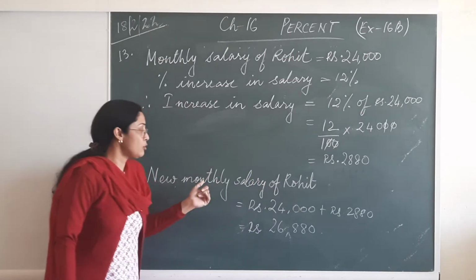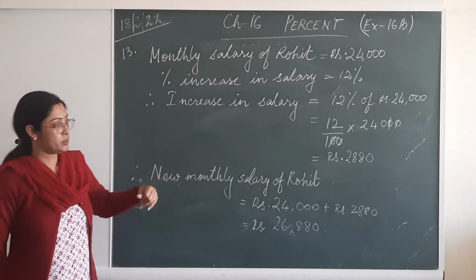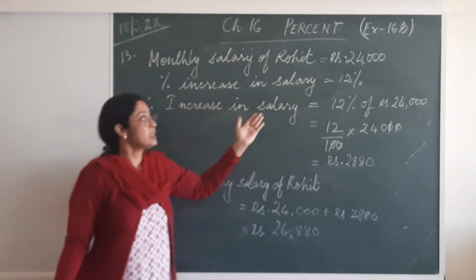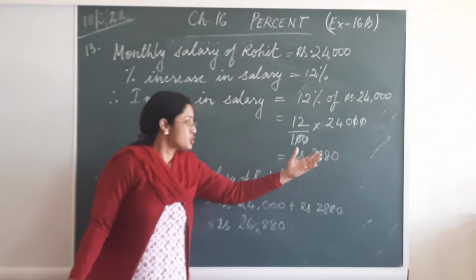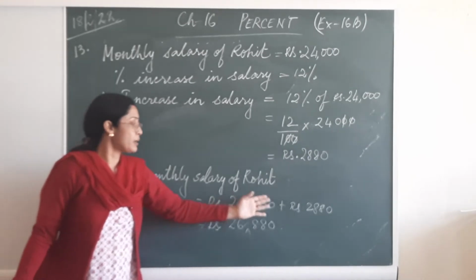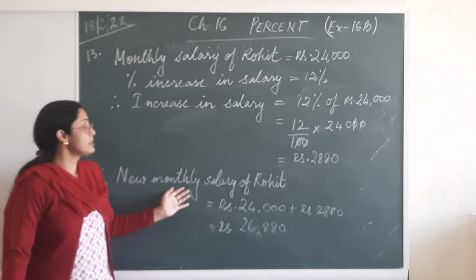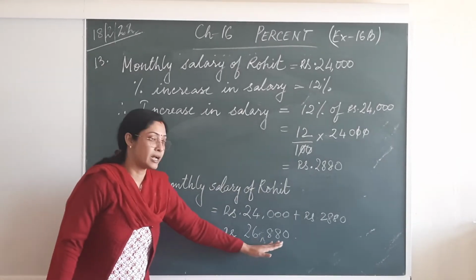So, to find out the new monthly salary of Rohit, whatever the previous salary was must be added to this increase in the salary. So, 24,000 plus rupees 2,880 will give you the new monthly salary of Rohit, which is equal to rupees 26,880.